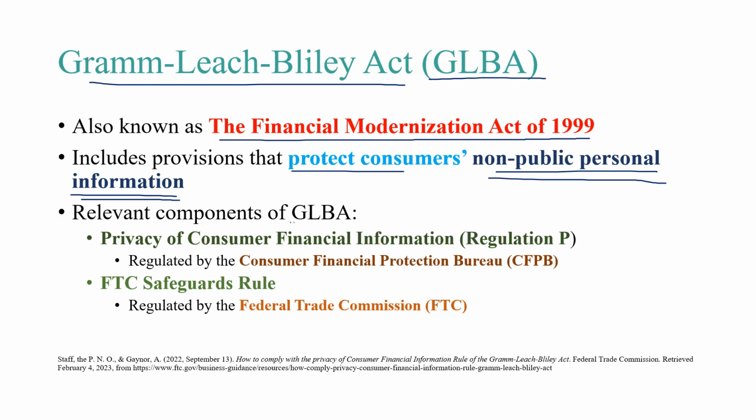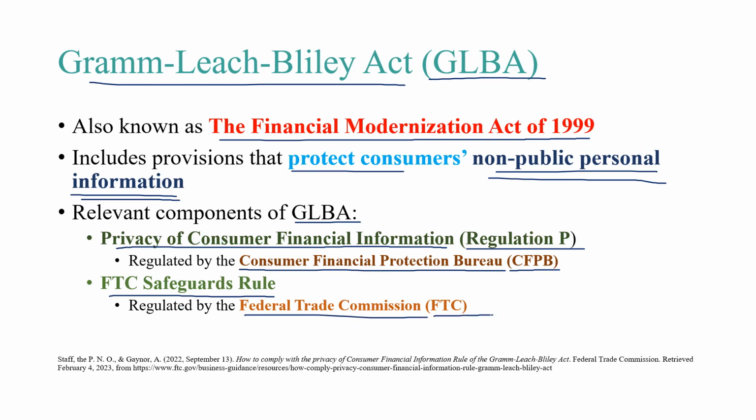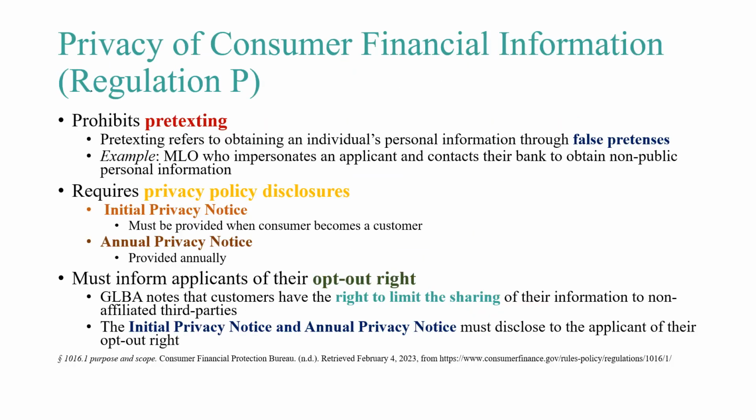Now, relevant components of the GLBA include the following: the Privacy of Consumer Financial Information or Regulation P and the FTC Safeguards Rule. Now, the Privacy of Consumer Financial Information or Regulation P is regulated by the Consumer Financial Protection Bureau or the CFPB. On the other hand, the FTC Safeguards Rule is regulated by the Federal Trade Commission or the FTC. Let's begin with a discussion of Regulation P or the Privacy of Consumer Financial Information Regulation.